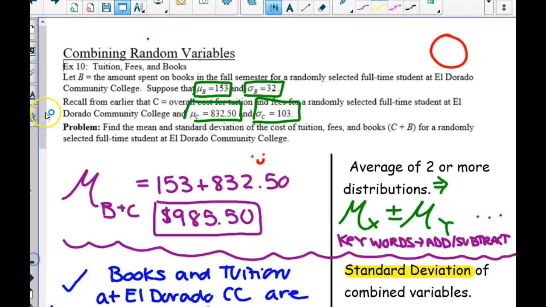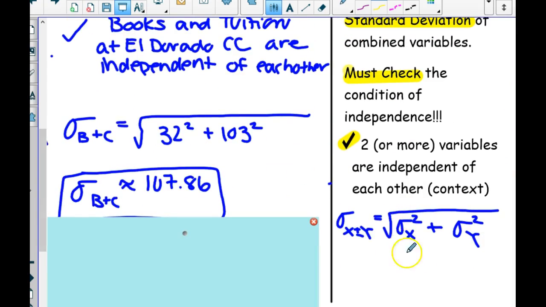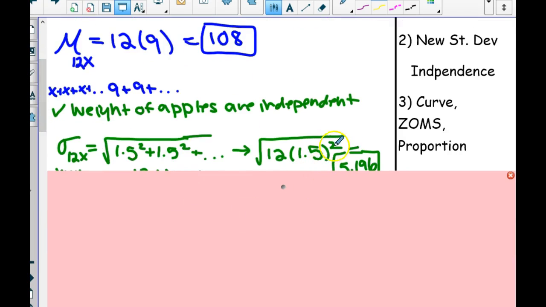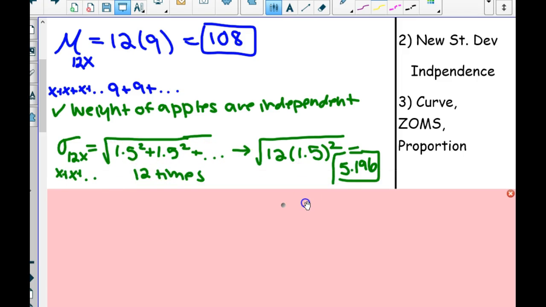And again, what am I doing? I'm taking the standard deviation formula right here. The standard deviation of the first thing plus the standard deviation of the second thing. And I say 2 or more. So you could be combining many things. And in this case, it's 12 apples. Okay, so I took 1.5, I squared it, and then I multiplied it by 12. So I didn't have to do it 12 times. I take the square root of that and I get 5.196.